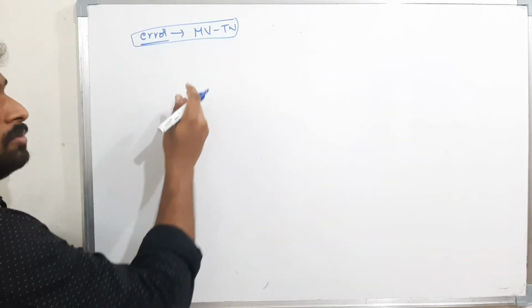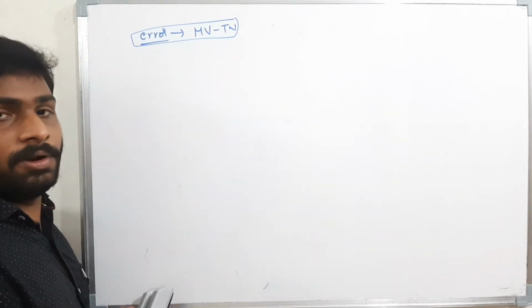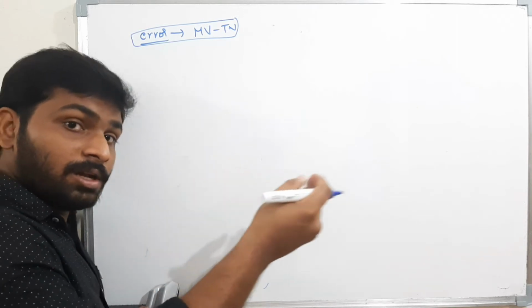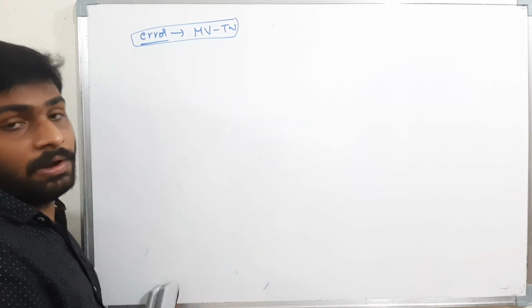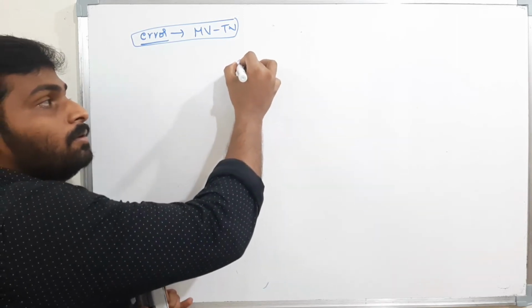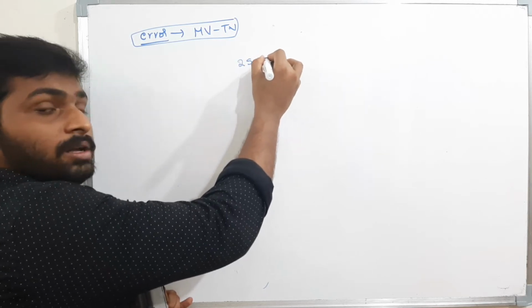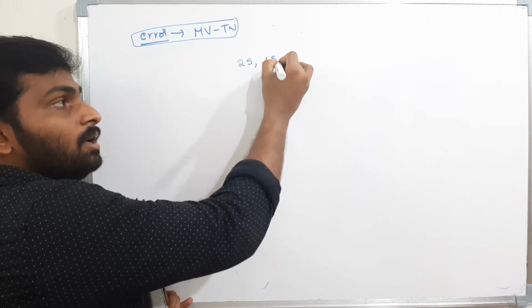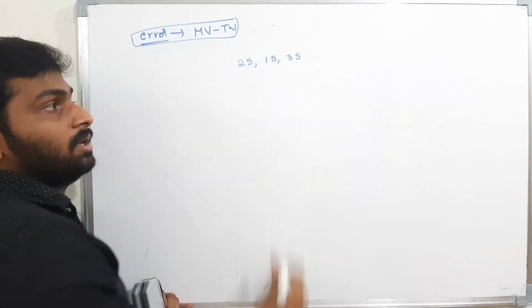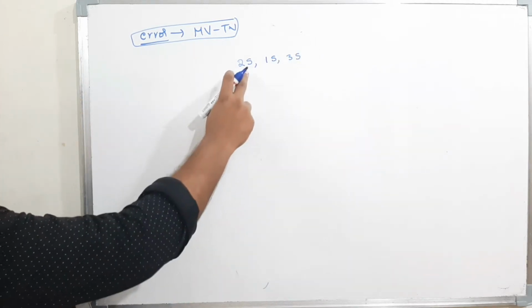Now assume I am measuring the time period of a simple pendulum, and I measured it 3 times. In the 3 measurements I got different values. The first is 2 seconds, then in the second reading I got 1 second, and in the third reading I got 3 seconds. These are the measured values.